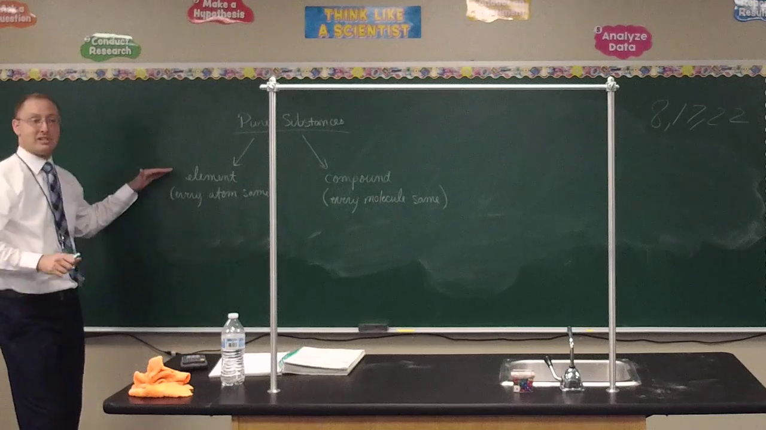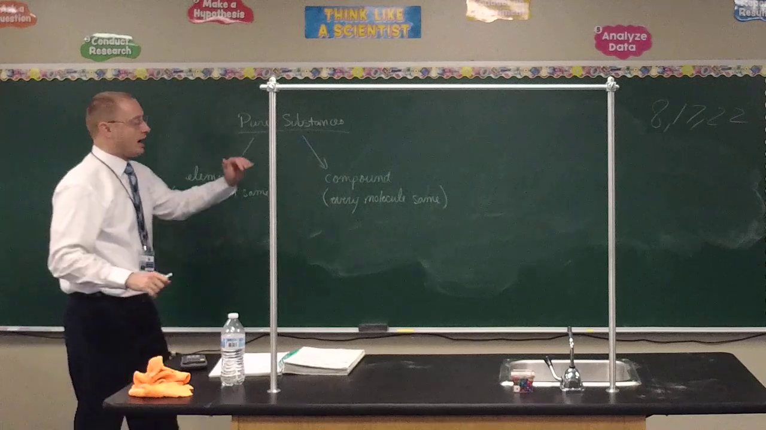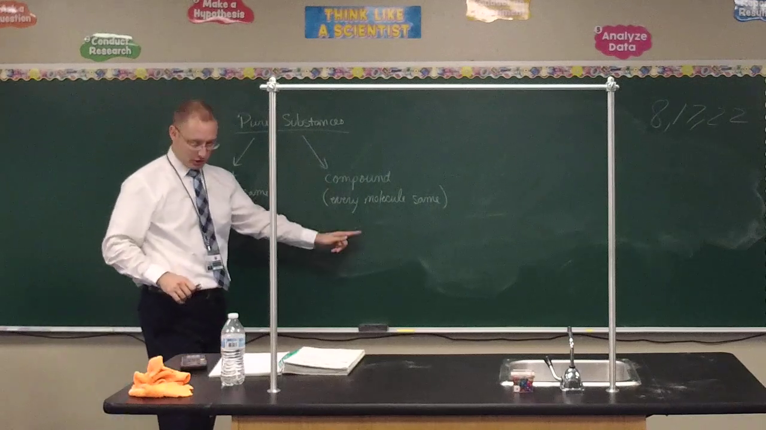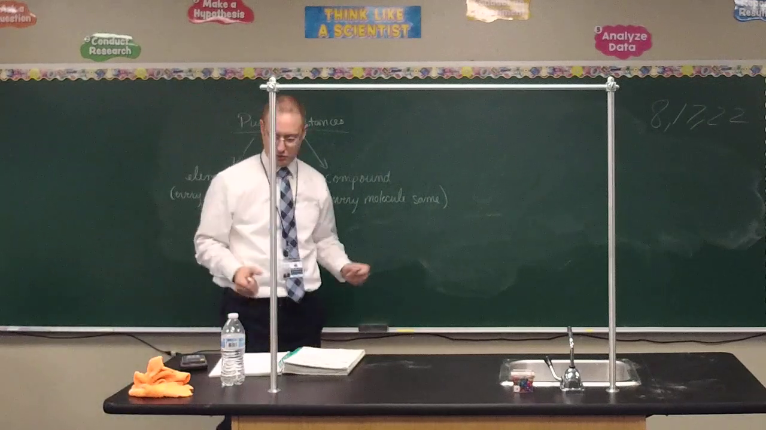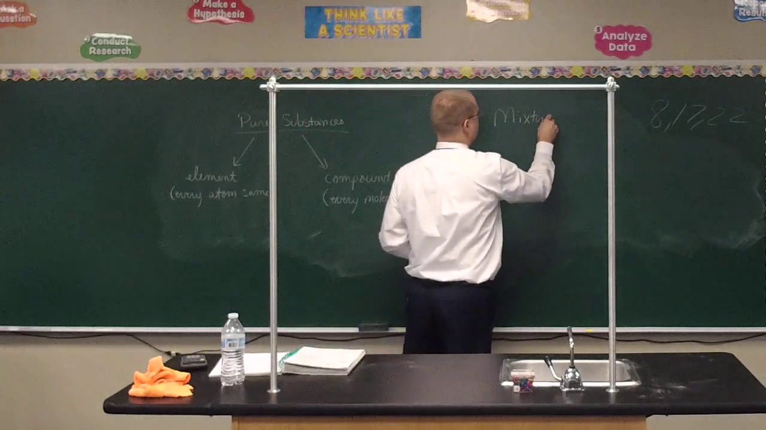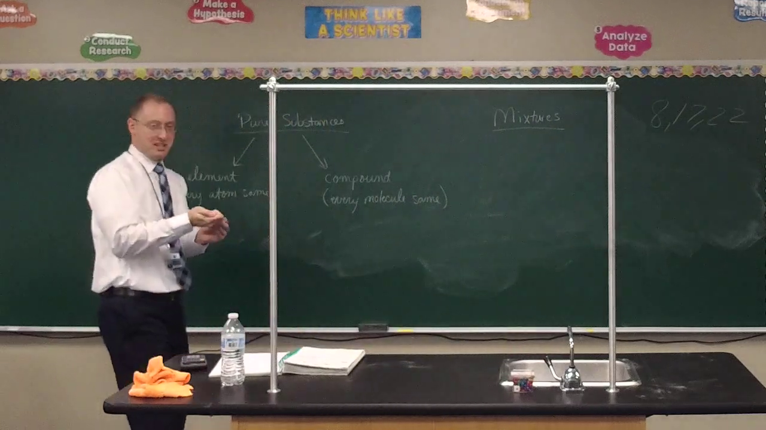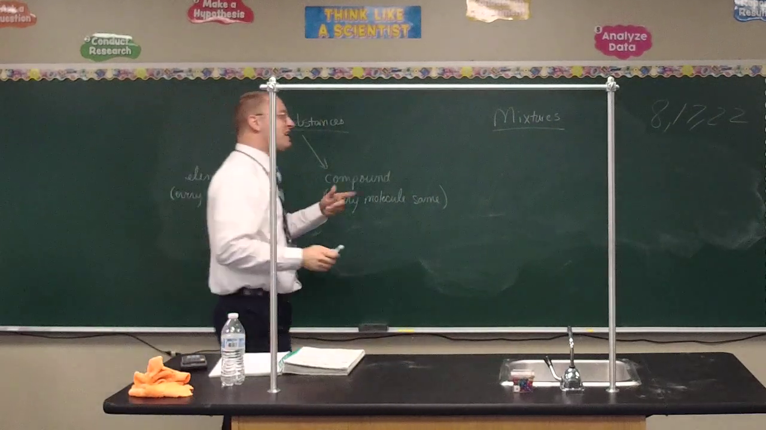So again, element: every atom is the same. It can't be broken down anymore. Compound: every molecule is the same, and you could theoretically break those down further. Then we have things called mixtures. You have multiple things all mixed together in there. Two types of mixtures.